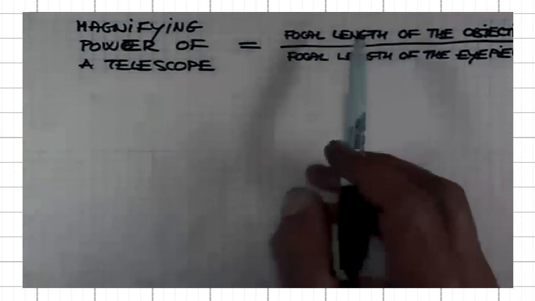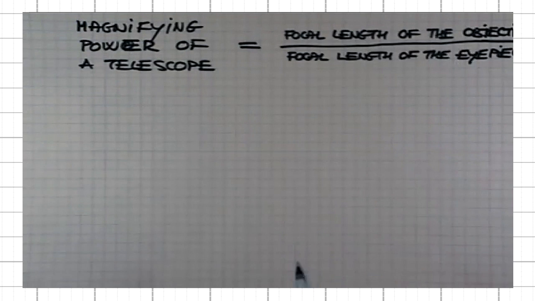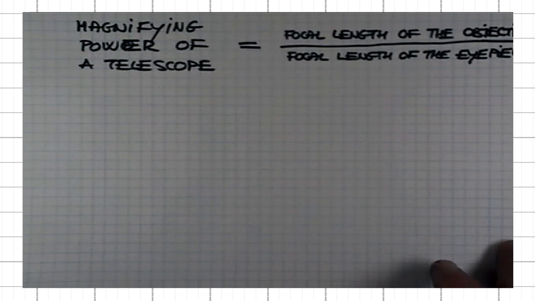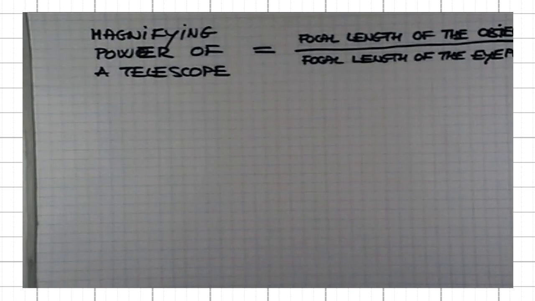Okay, so if I have a focal length of the objective, say 1 meter, which is 100 centimeters, and the focal length of the eyepiece is 1 centimeter, 100 centimeters, which is 1 meter, over 1 centimeter, is 100. So that combination of focal length of the objective and focal length of the eyepiece gives a magnification of 100.